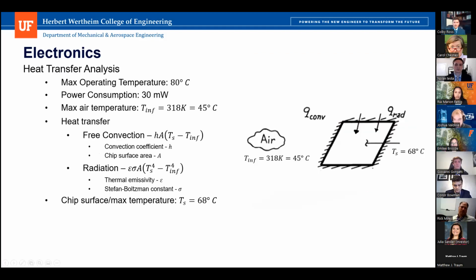So to determine if we need any extra methods of cooling the electronics, I did a heat transfer analysis. The maximum operating temperature of the chip is actually 80 degrees Celsius. Our power consumption is 30 milliwatts. Our max air temperature for Nevada is about 45 degrees Celsius. And using free convection and radiation, our chip surface temperature, which is also assumed to be the max temperature because of how thin the chip is, is about 68 degrees Celsius. And free convection was calculated to actually be very negligible.